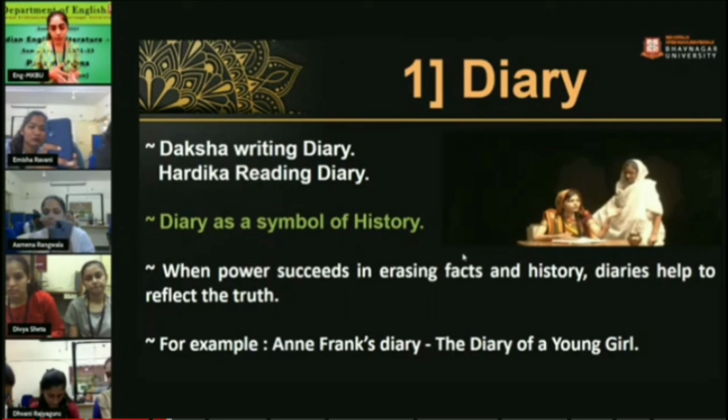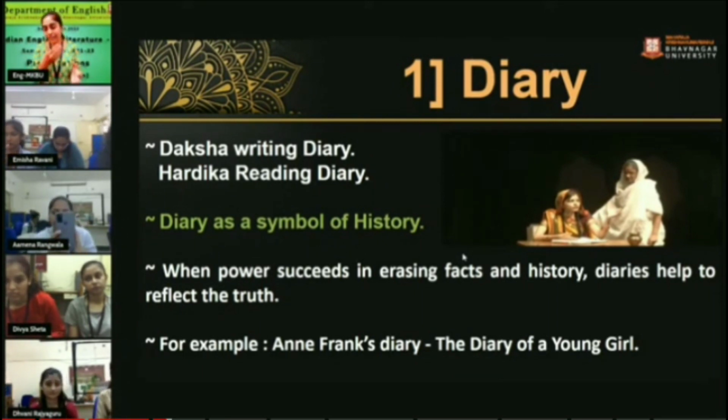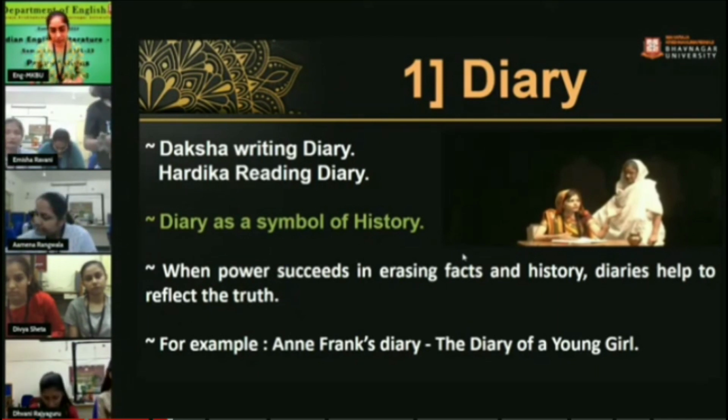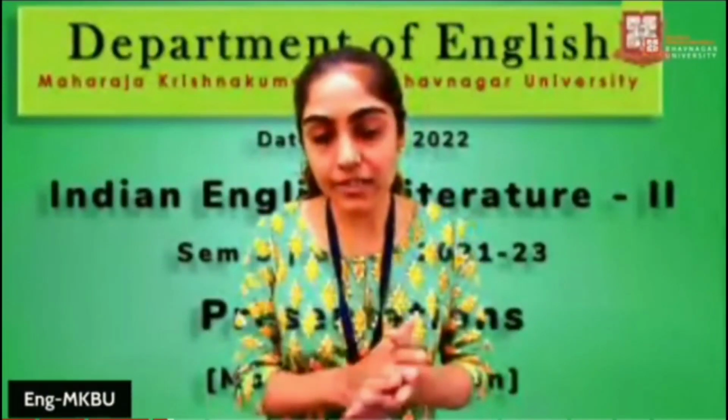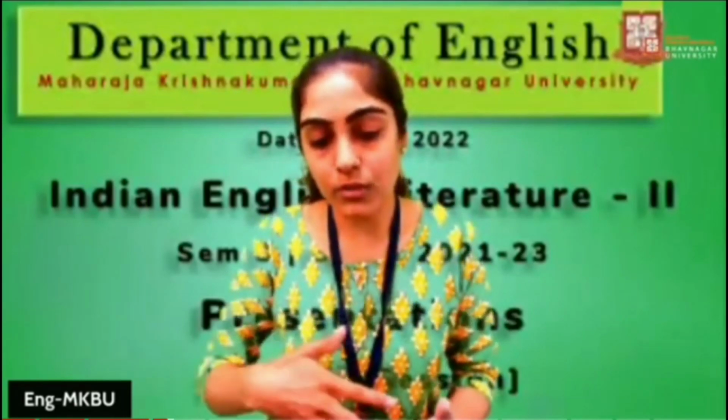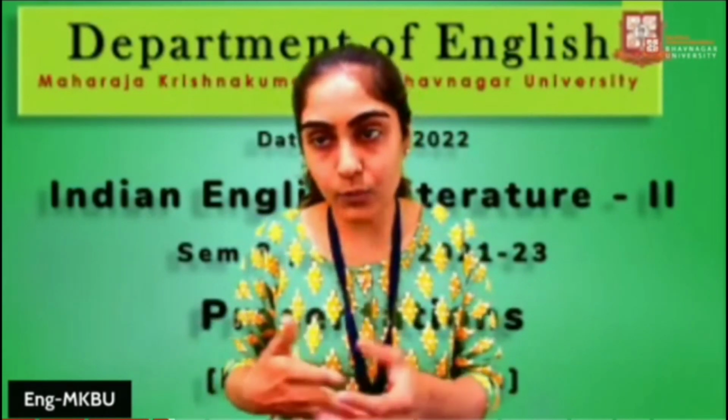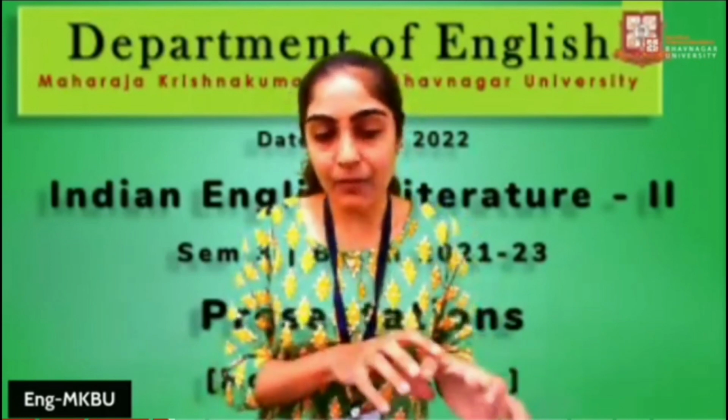She also talks about her own experience with her Muslim friend Zareen and her family, and how her family tried to harm her in-laws. Here Daksha, by writing the diary, tries to bring out the truth of what happened in history. When power tries to suppress fact and history, diaries help to reflect the truth, and literature also helps.